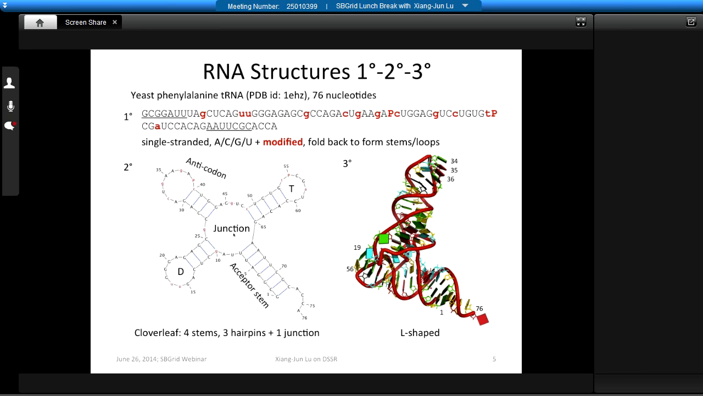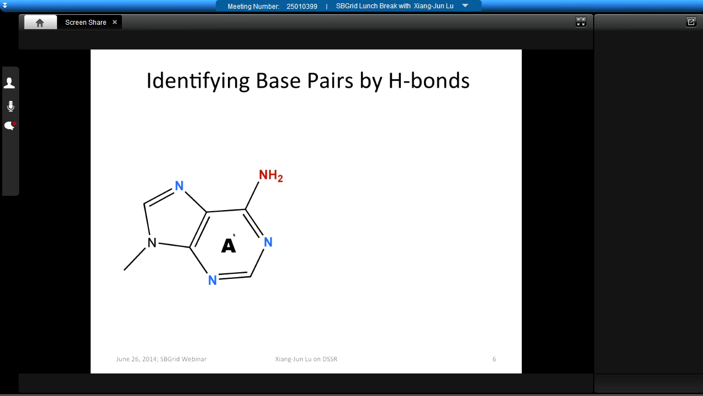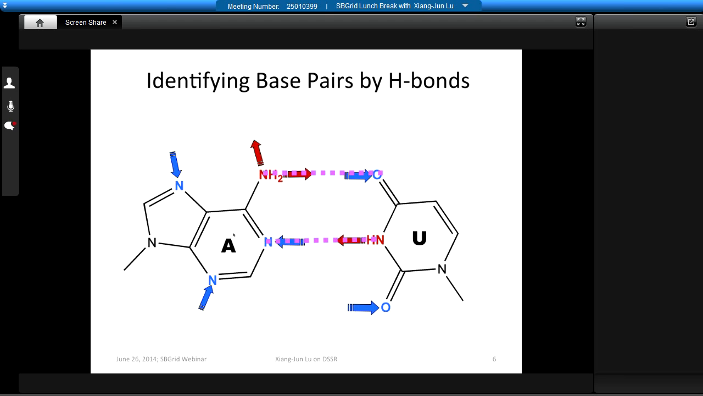So the starting point of a DSSR analysis is to identify base pairs. Identifying base pairs from three-dimensional coordinates is actually harder than it appears to be. The conventional method is just using hydrogen bonding. Given the chemical structure of the bases, you can identify the donors and acceptors. And by matching the donors and acceptors, you define a base pair.